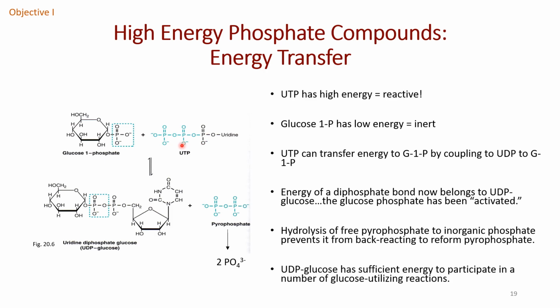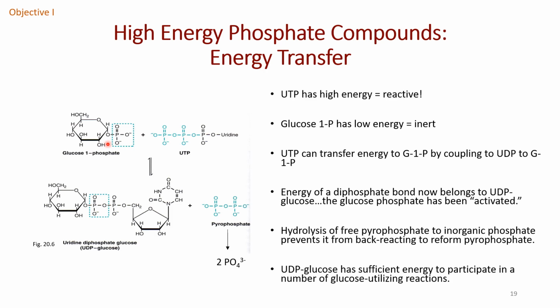There's a lot of negative charge and a lot of electron density. And so there's a lot of strain in this molecule, which means it has a lot of energy contained within these bonds. So a triphosphate is considered a high energy phosphate compound. Over here, you've got a single phosphate on this glucose molecule. In fact, it's a carbon-oxygen-phosphate, so that's called a mixed anhydride. We have carbon-oxygen-phosphorus. It's got some energy because of that phosphate, but not nearly as much energy as the UTP molecule has.